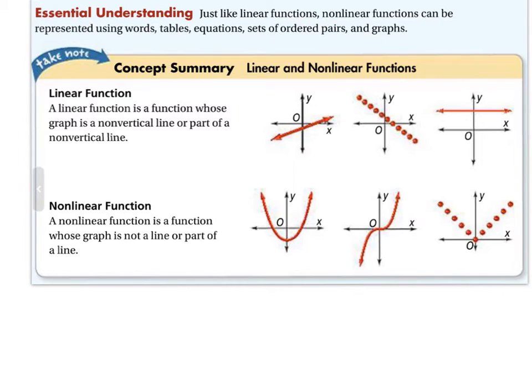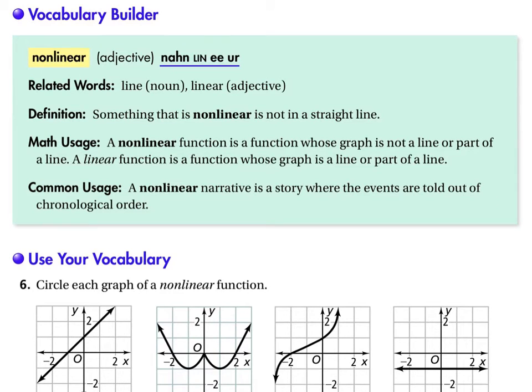So a linear function is a function whose graph is a line, but it's a non-vertical line. A nonlinear function is a function whose graph is not part of a line at all. There's no lines. So here's your definition. A nonlinear function is a function whose graph is not part of a line, nor is it a line. A linear function is a function whose graph is a line or part of a line.